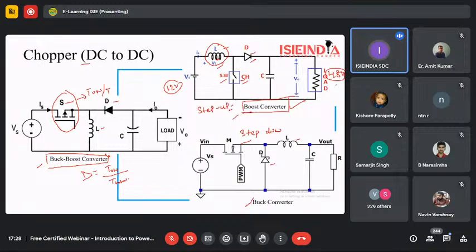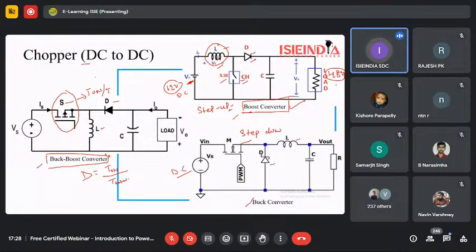and the boost converter is a step up chopper. Here at the input you can see we are giving a DC supply. Here also this is a DC supply. Why are we not giving an AC supply to this chopper as well as this chopper? Why are we not giving an AC supply? Yes, can anyone tell me? Okay, so I reverse my question.